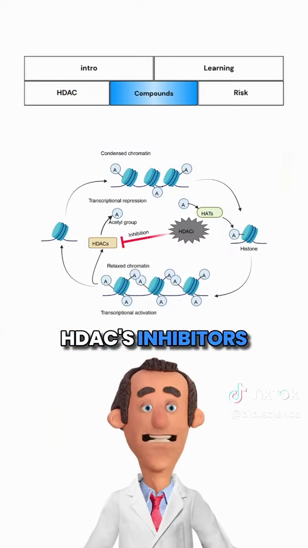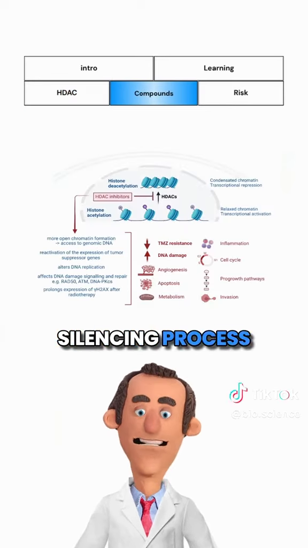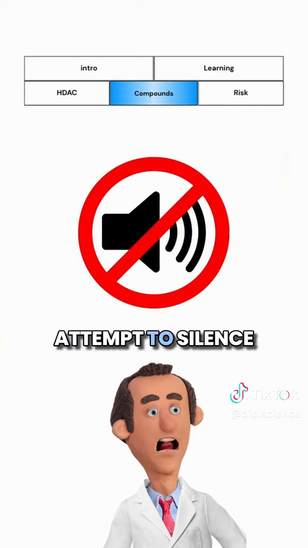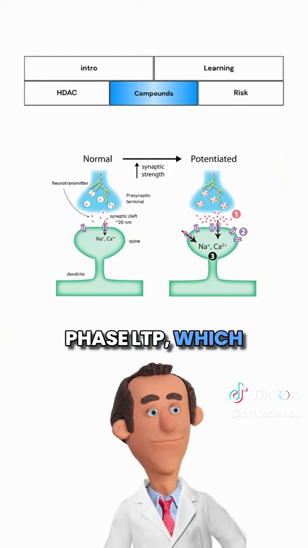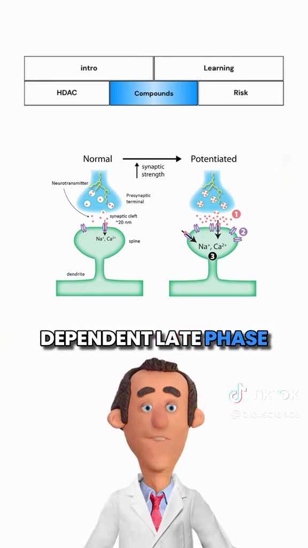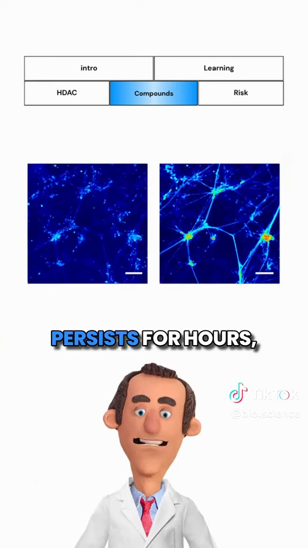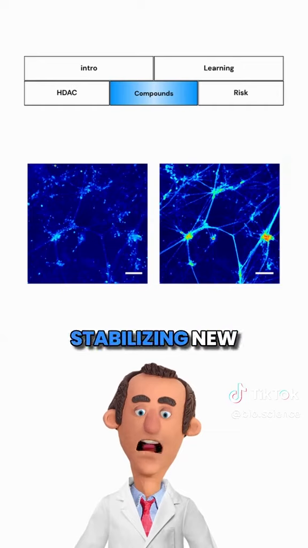This is where HDAC inhibitors come into play. They disrupt the silencing process by chelating the catalytic zinc ion at the HDAC's active site, effectively preventing its attempt to silence transcription. This significantly amplifies and prolongs the transcription of proteins that are the building blocks of your memory, transforming early-phase LTP, which fades in minutes, into translation-dependent late-phase LTP that builds your long-term memory and persists for hours, significantly strengthening and stabilizing new memories.